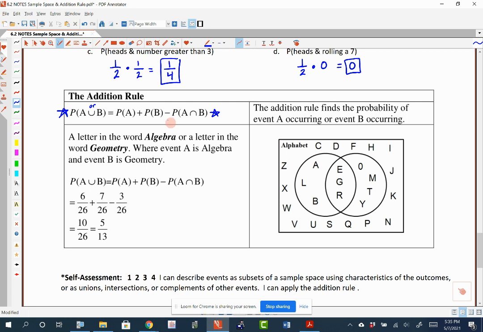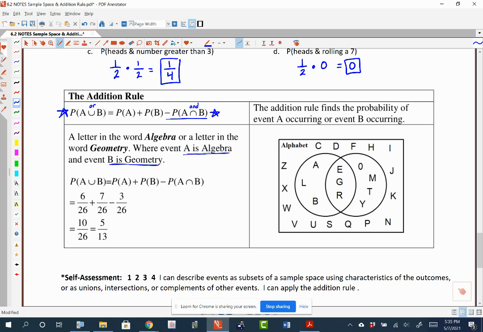But here's the interesting part. We have to do some subtraction of the probability of A and B. So let's look at an example to understand why we've got to subtract this off. So below we have an example. It says A, a letter in the word algebra. So there's our first set. So we've got algebra, or a letter in the word geometry. So event A is going to be our algebra, and event B is going to be our geometry.